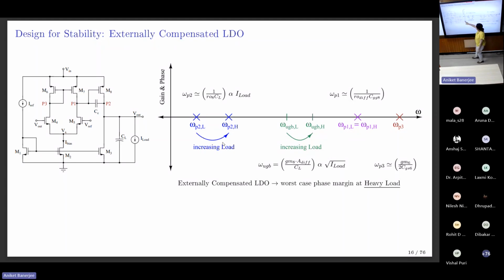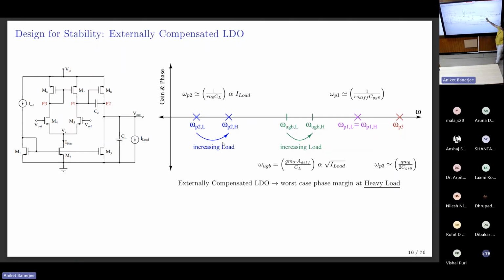Right? So let's come to this plot. Now we're going to walk you through how they change with respect to load. So this is the pole at the output. The expression is written here: the impedance times the capacitance, so 1/ro, and its dependence is proportional to the load current. So intuitively, what you would see is when you sweep the load current, the output pole is going to go higher in frequency. Okay, so I increase the load and I see that the second pole will go higher in frequency.